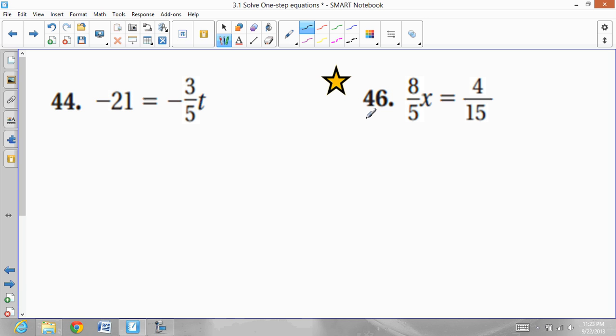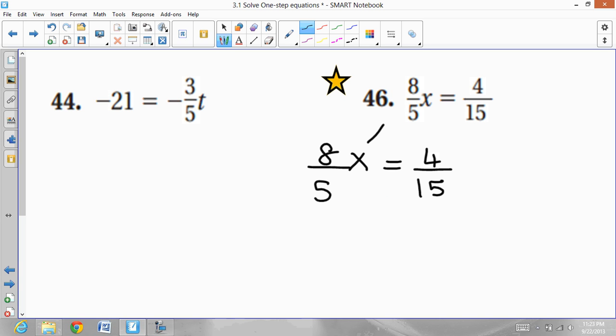Let's focus on question number 46. 8 over 5x equals 4 over 15. There are many ways to get the answer on this question. This is just one among the many ways. So I am going to get rid of the 5.